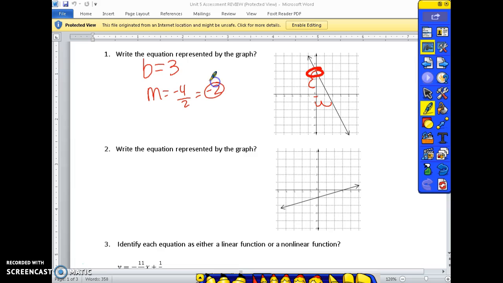So we take these two numbers and plug them into y equals mx plus b, where m is your slope and b is your y-intercept, and that is your equation.